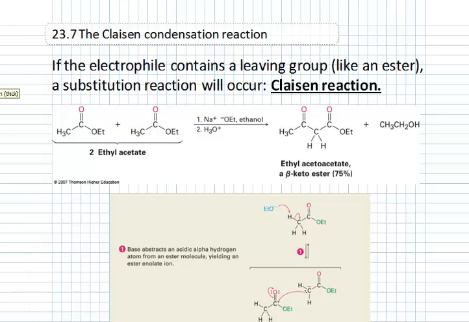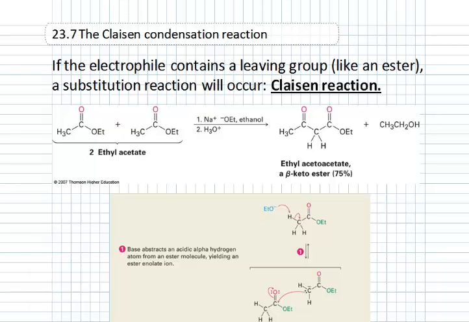Our second carbonyl condensation reaction is the Claisen reaction. Claisen was a German chemist, so I have to train myself to say it right. It's the Claisen reaction. Similar sort of thing happens where you have two carbonyl compounds reacting with each other.